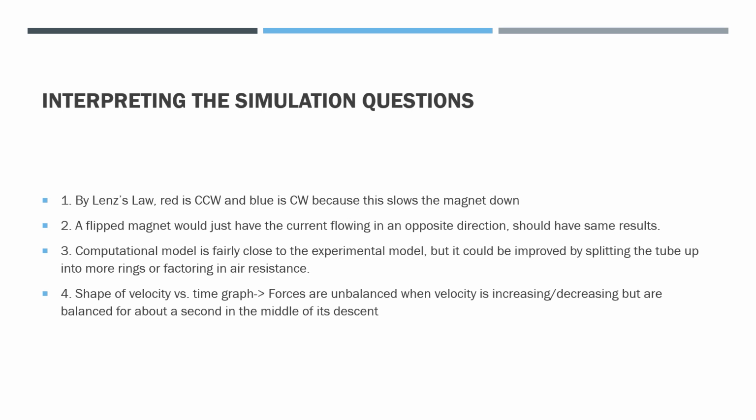And for the shape of the velocity versus time graph, as we saw, the forces are out of balance when the velocity is increasing and decreasing, but they are balanced for about a second in the middle of the descent. So that means it's going at a constant speed.